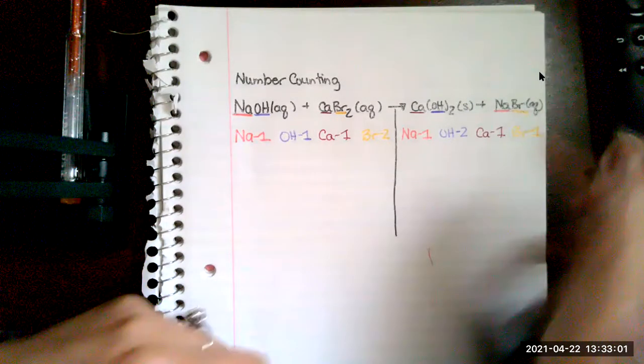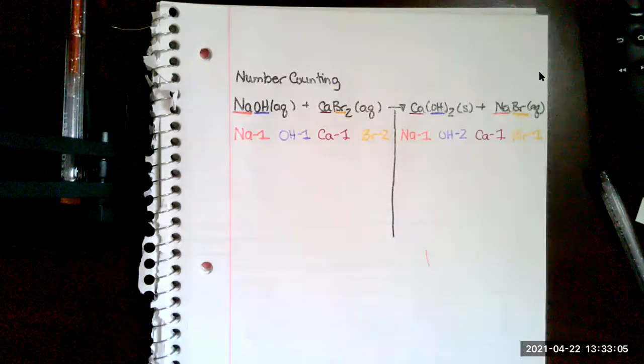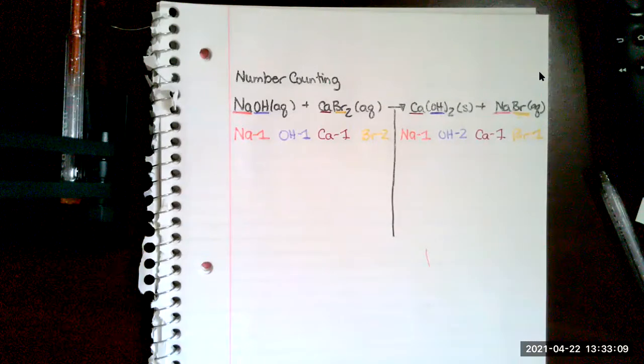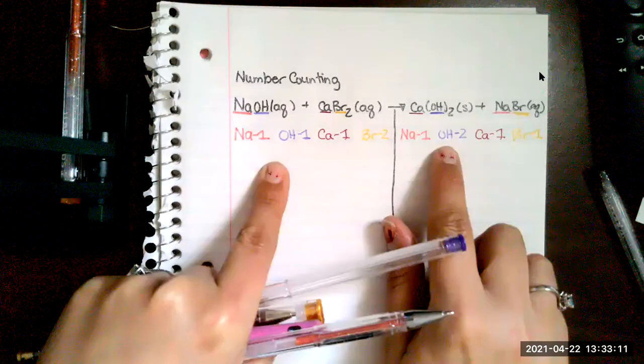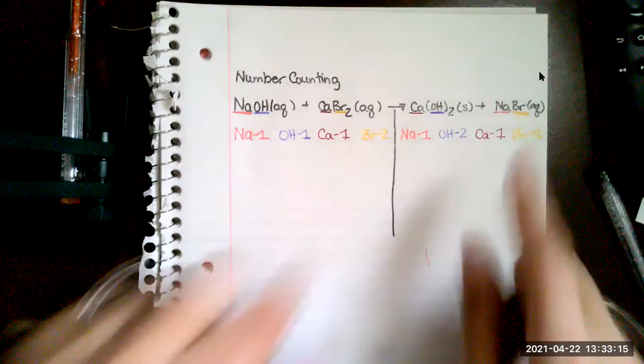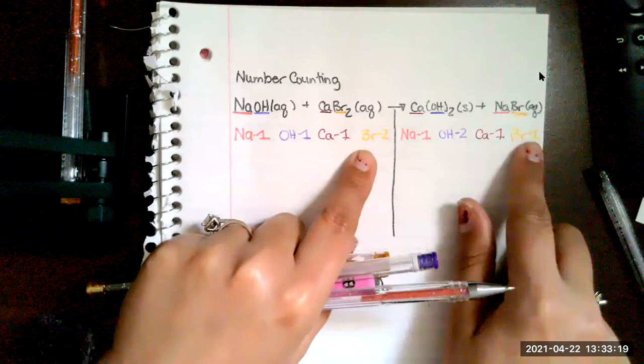Okay, now that I've done this count, I can compare. I have 1 sodium, 1 sodium. Okay, we're balanced. I have 1 hydroxide, I have 2 hydroxide. I'm not balanced. I need to fix that, but I can continue looking. I have 1 calcium. 2 bromine, 1 bromine. My bromine isn't balanced either.